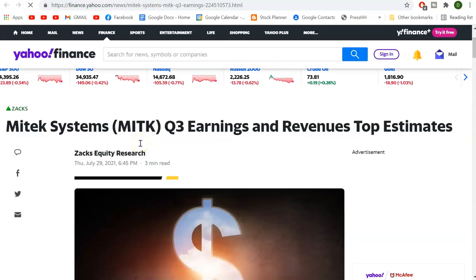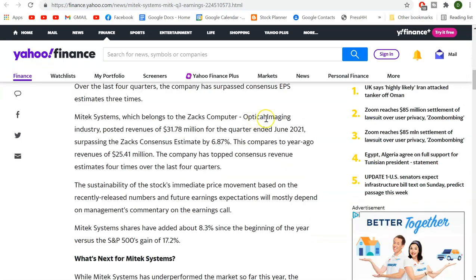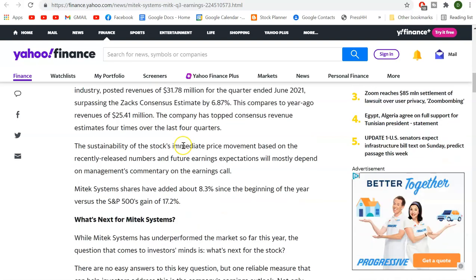MITK Systems third quarter earnings and revenues top estimates. That's great. Optical imaging industry, as I said, facial recognition. That's a leader. Who knows what the future holds? But I think it's bright, and I think it's bright for the next 10 years of this decade. Short term, though, I think there was an overreaction to the good news.